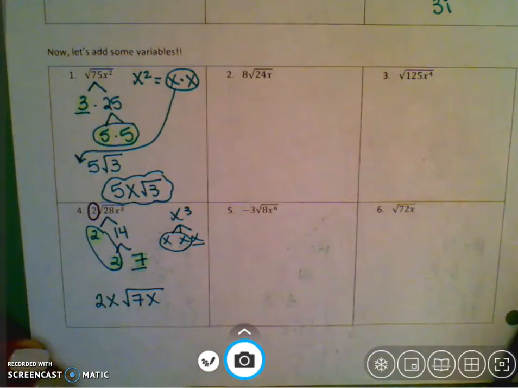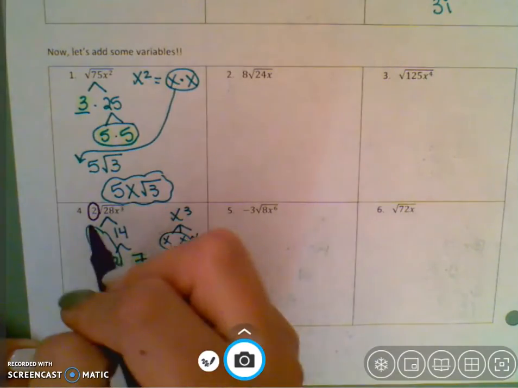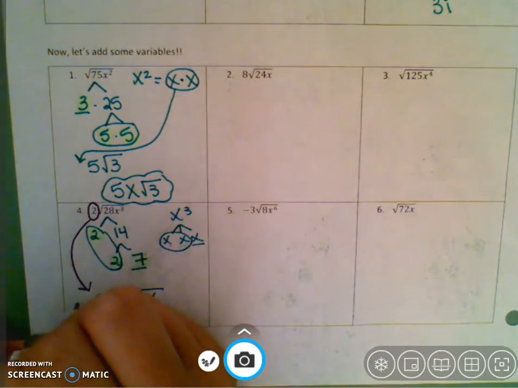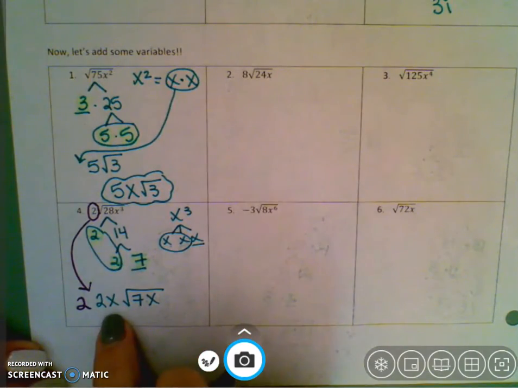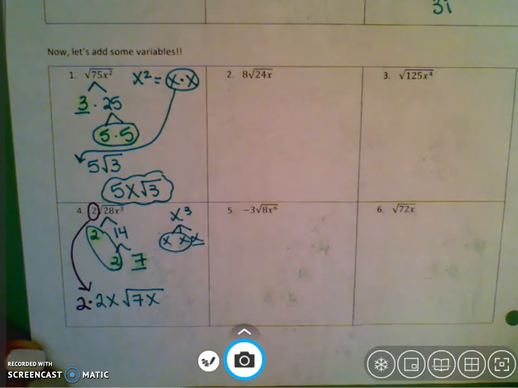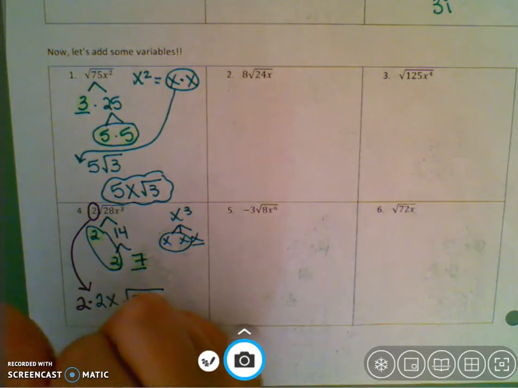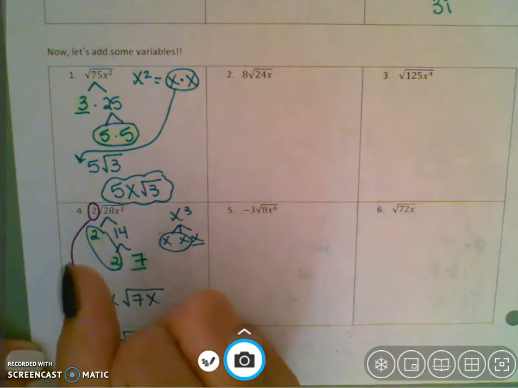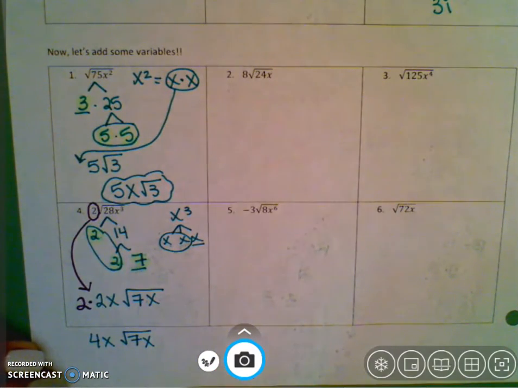But that's not our final answer, because remember we circled this 2 up here. So you have to bring this 2 down here. And remember, it's not going to be 22. What's this going to turn into? Should turn into a 4. So we have 4x square root of 7x. I want you to go ahead and pause this video and try number 5.